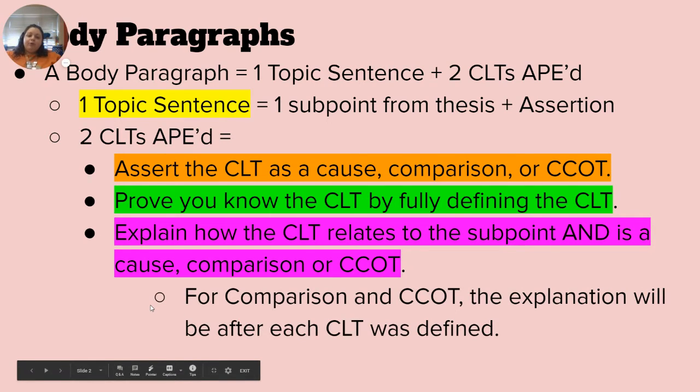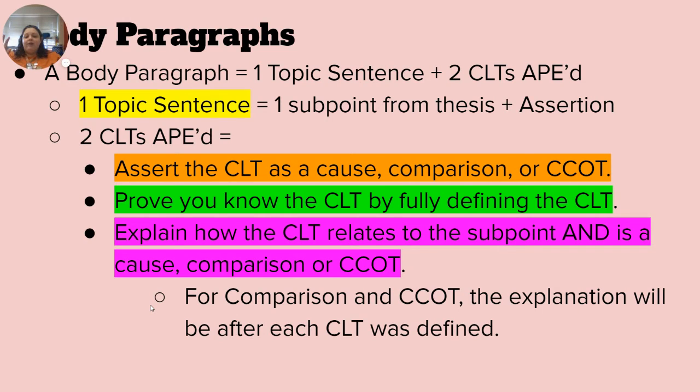Now, oftentimes for comparison and continuity and change, all the explanation happens after you have done the A and the P for both CLTs. And this kind of just makes sense because you can't explain how something is similar until you have given me another CLT. So for a comparison or continuity and change, you normally assert the CLT, give me the definition. Assert another CLT, give me the definition, and then all the explanation will take place about how this is a similarity or a difference, how this is a continuity or a change.